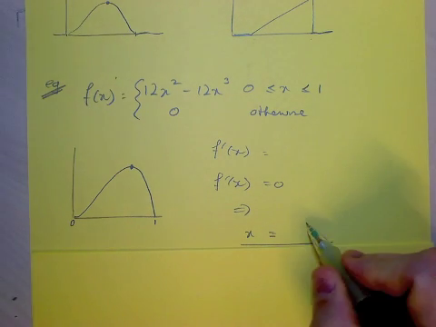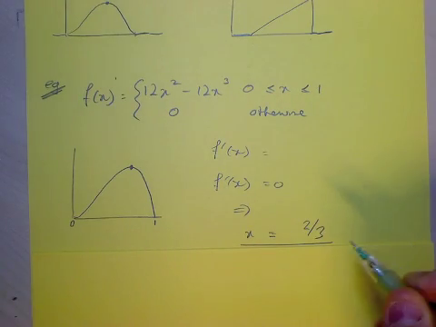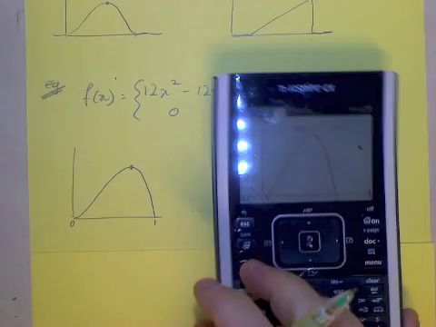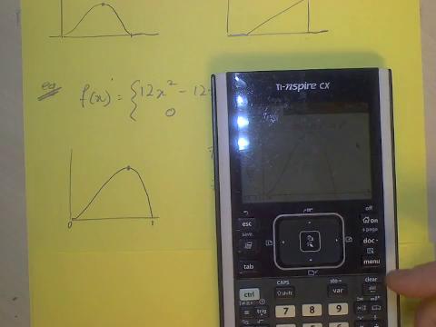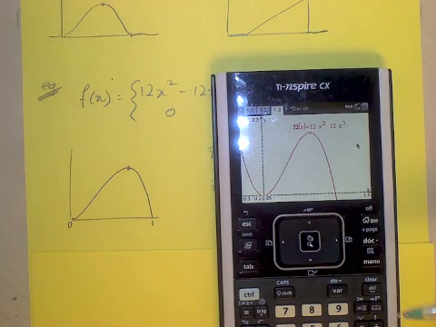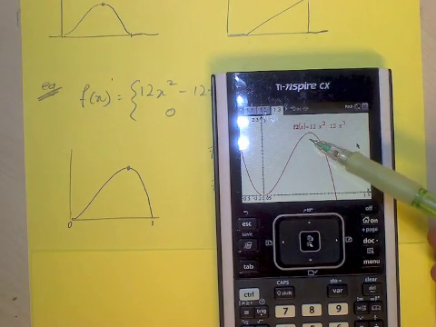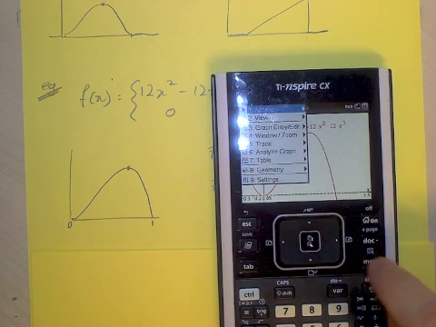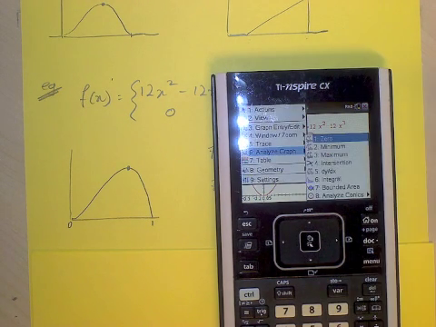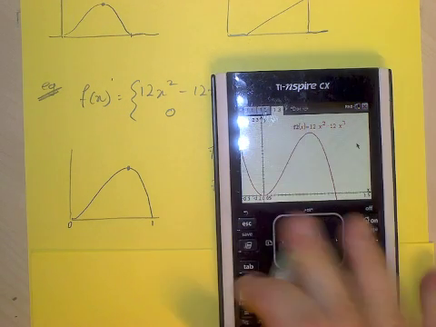And just to double check, you should have got an answer of 2/3. It's also worth double checking that you can get that directly from your calculator by finding the maximum point there. Of course, menu, 6 analyze graph, and use the maximum function there, number 3, will also give you that same answer of 2/3.